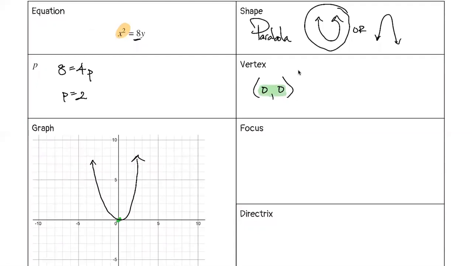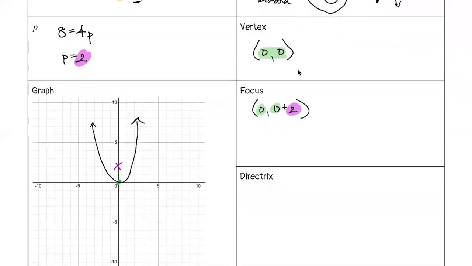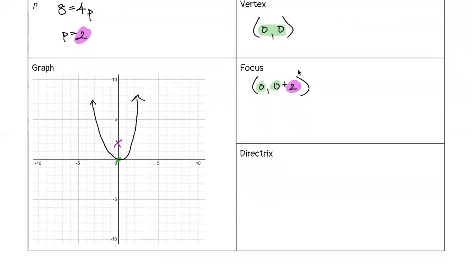Well, if you think about it, we want our focus to be inside of our parabola, so in order to achieve that, we need to add 2. So 0 and then 0 plus 2. Okay. Center or vertex and p. Well then, how about we go ahead and draw in our directrix? We're going to go down 2 and we're going to draw a dotted line.